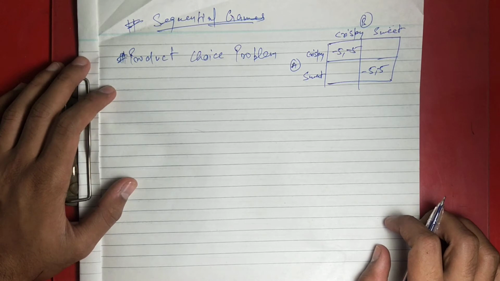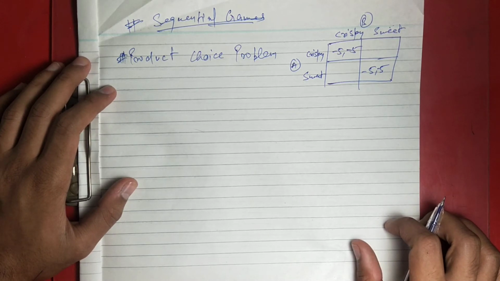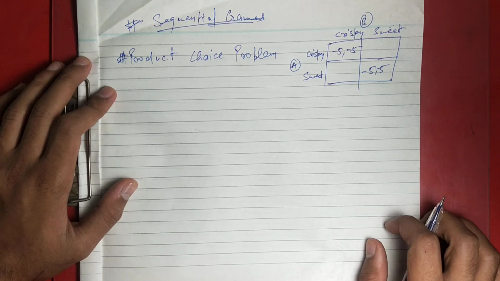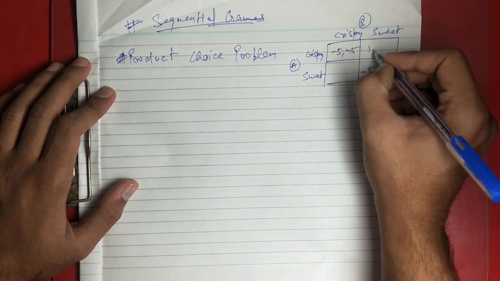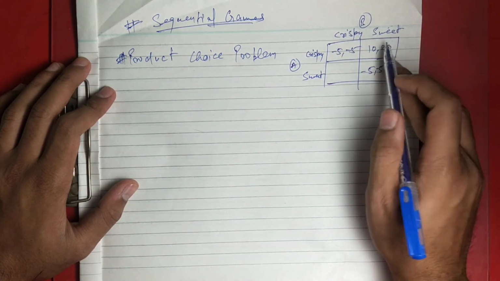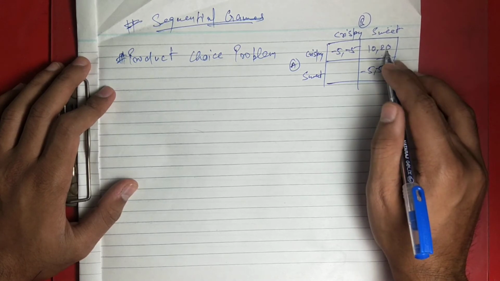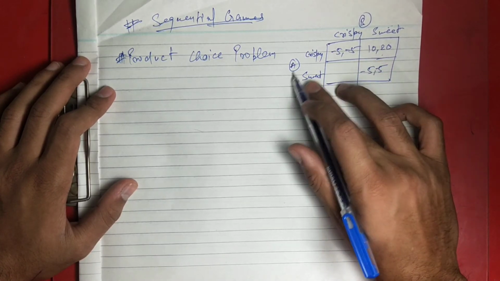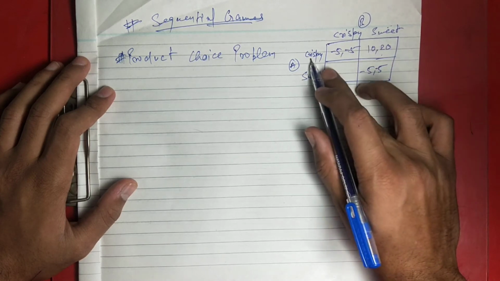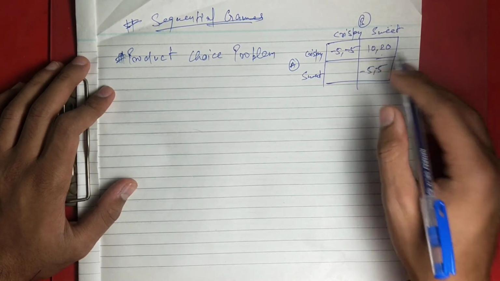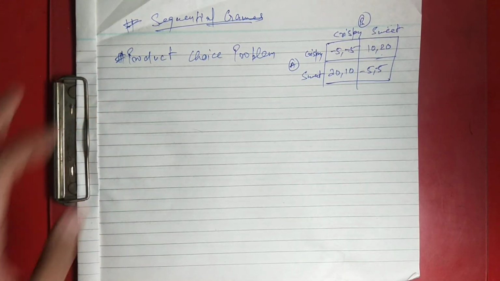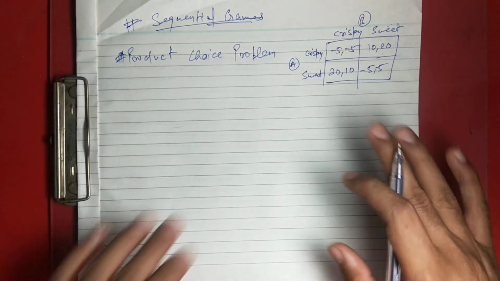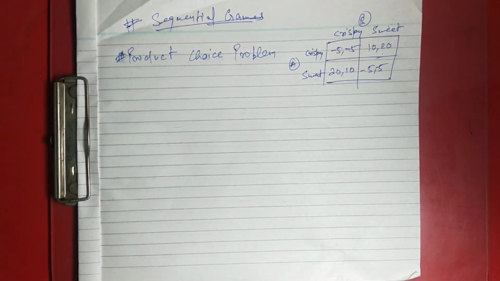And if one introduces sweet and the other introduces crispy, the one who introduced sweet will have more profit than the one who introduced crispy. I am taking the example of 10 and 20. If B has introduced the sweet product, he will get a profit of 20, and the other one, if he introduces crispy, will get 10. Similarly, from his point of view, it will be 20, 10. Okay guys, so till here the game is set. Now we move further.